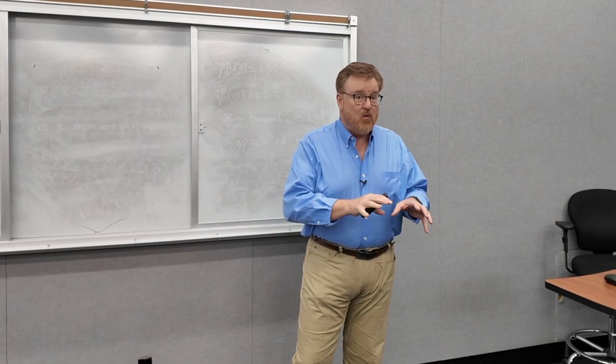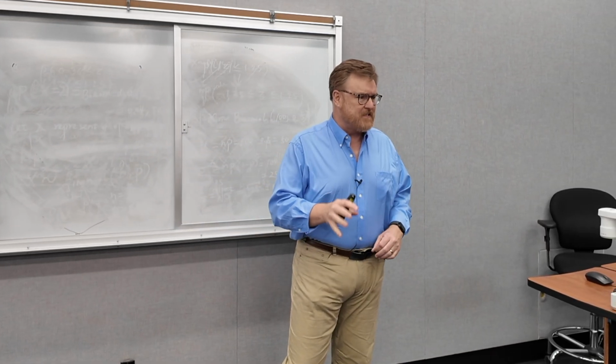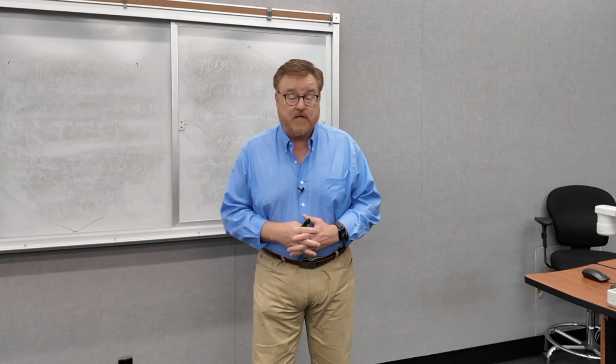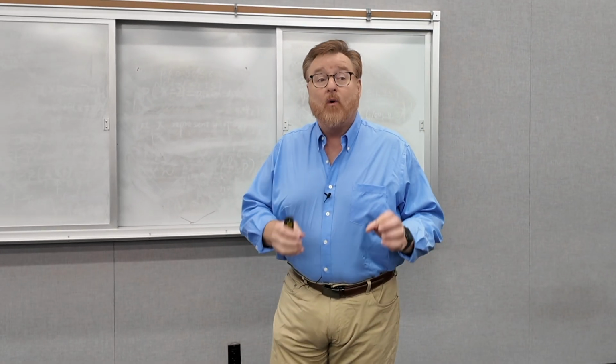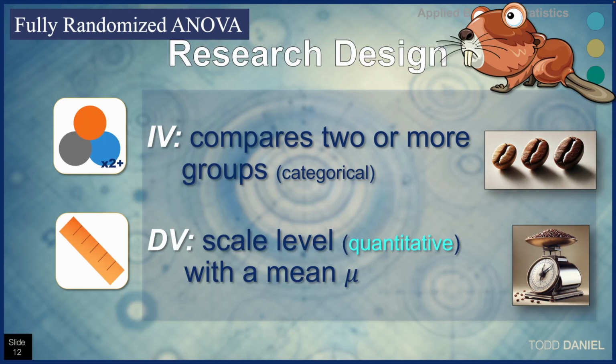So let's walk through how we chose this design, this one-way ANOVA, or this fully randomized design. Well, we chose it because we have an independent variable with just one factor, type of coffee bean, and that factor has 3 levels, the 3 specific types of coffee beans that we are planting.